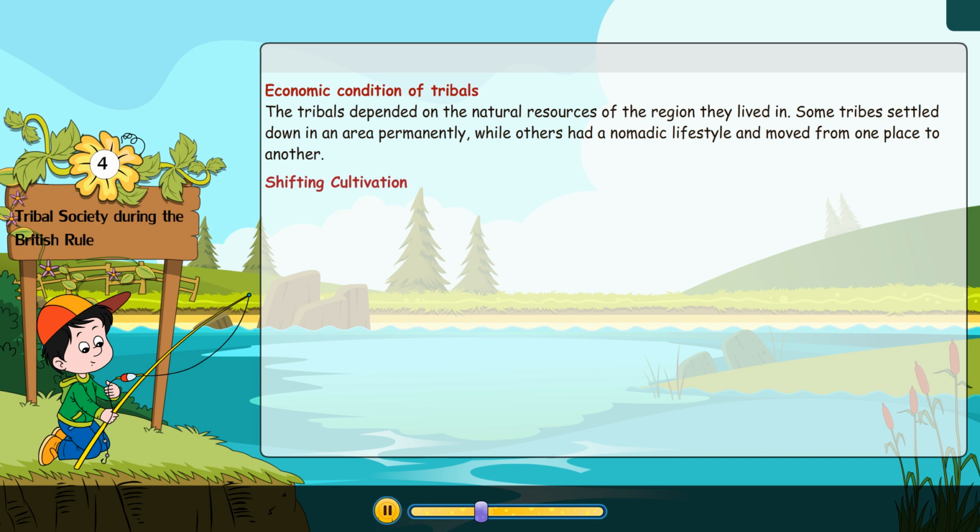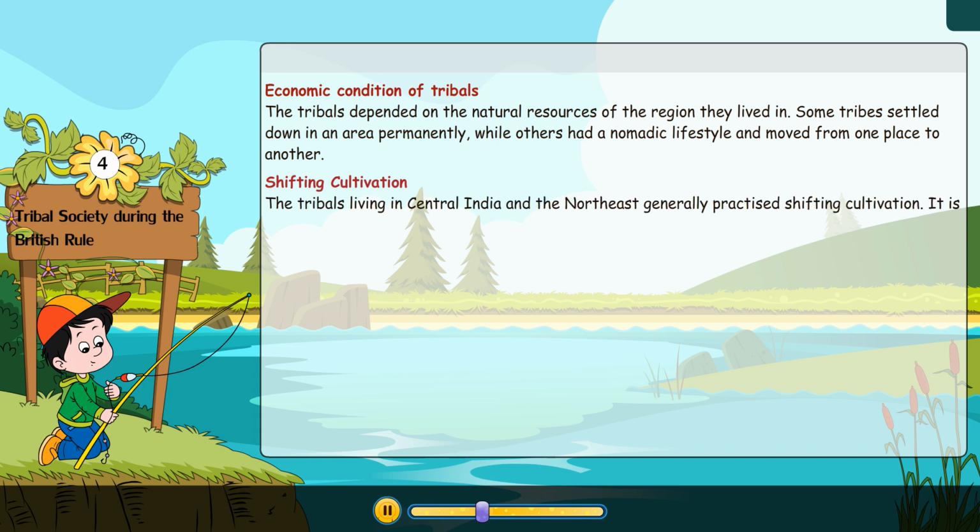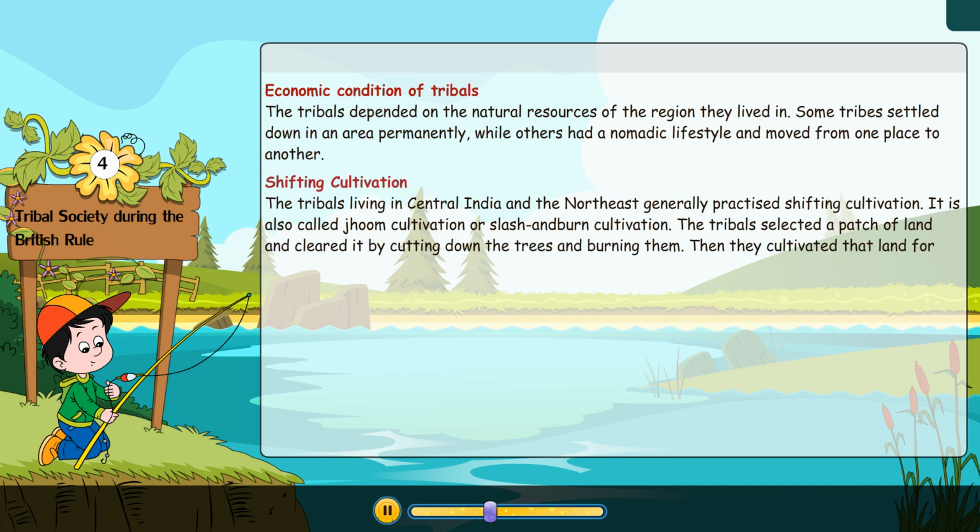Shifting cultivation. The tribals living in central India and the northeast generally practiced shifting cultivation. It is also called jhum cultivation or slash and burn cultivation. The tribals selected a patch of land and cleared it by cutting down the trees and burning them. Then they cultivated that land for some years. When the yield from the land decreased, they abandoned it and moved to a new area.